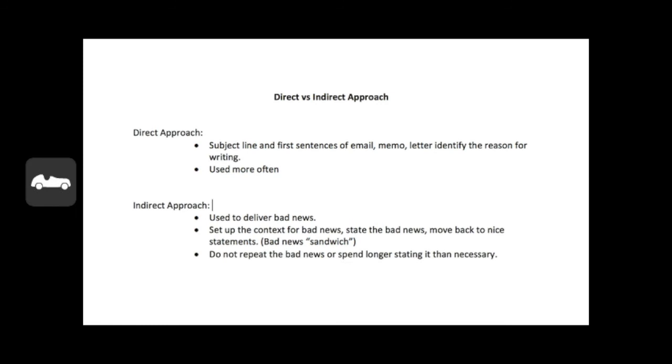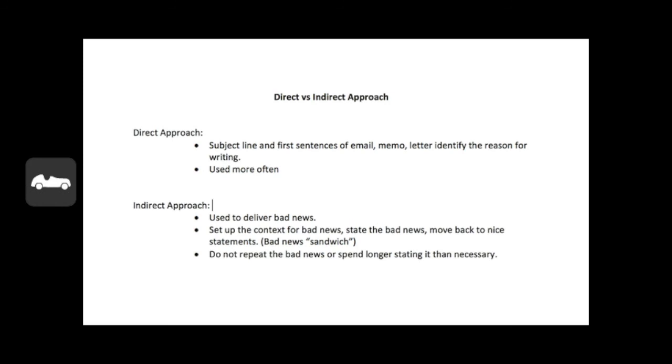And if you can say it in one sentence, say it in one sentence and move back to the nice statements. Don't say it in 6 sentences, because you don't want your reader to be focusing on the bad news. You want to try to set them up for the bad news, state the bad news, and then manage their mood, right? So you want them to end the letter or memo or email feeling okay about the decision. So you're going to move back to nice statements, okay?